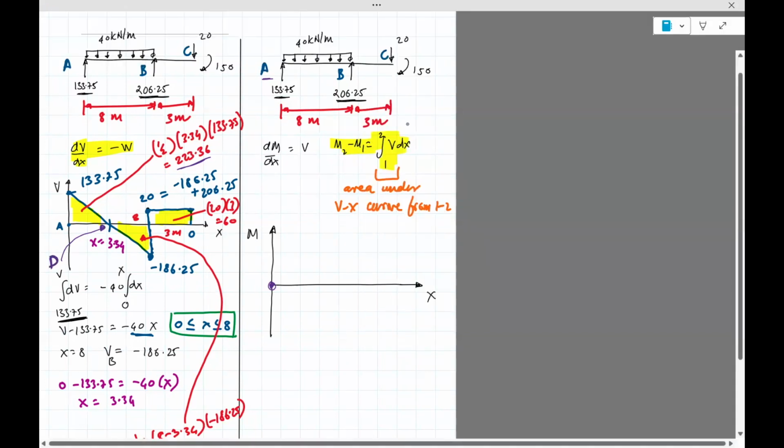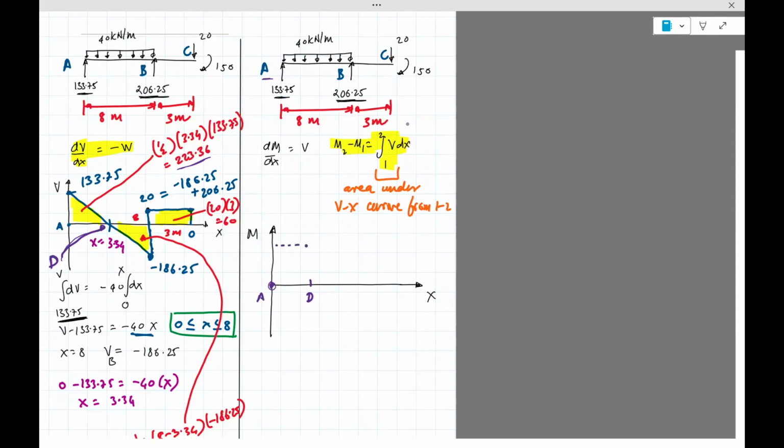Okay, if this point is D, what this is saying is if you go from here to D, you should get an intercept. Well, this should be 223.75, right? Because remember, the area under the curve is M2 minus M1, but M1 is 0, it being point A. M2 is the one which is 223 from the area under the curve. So this is the second point.